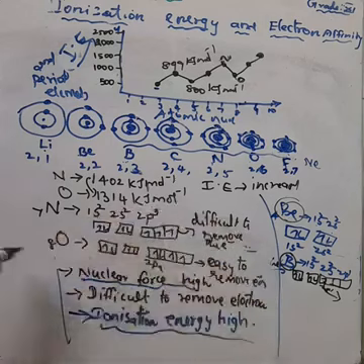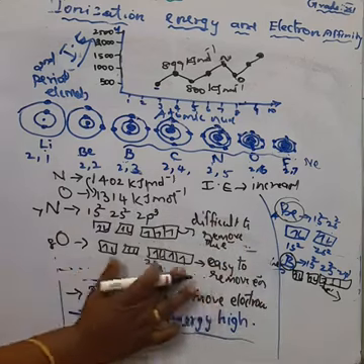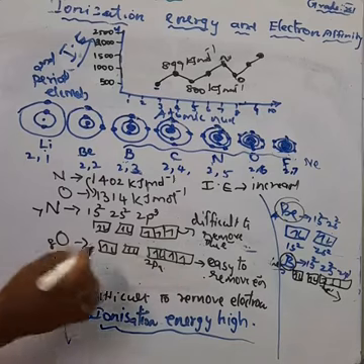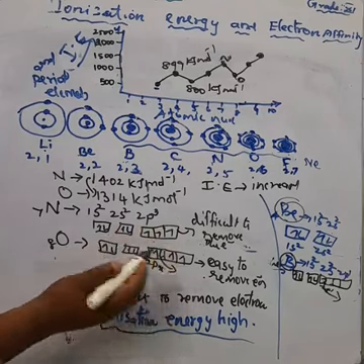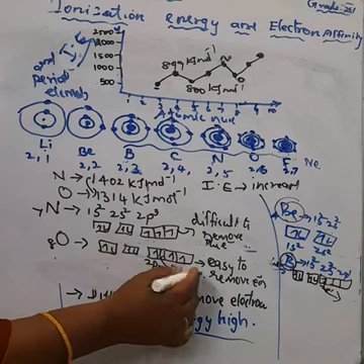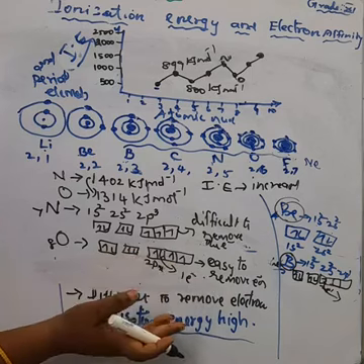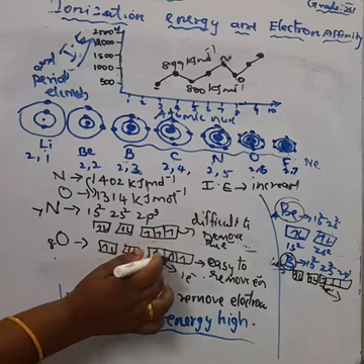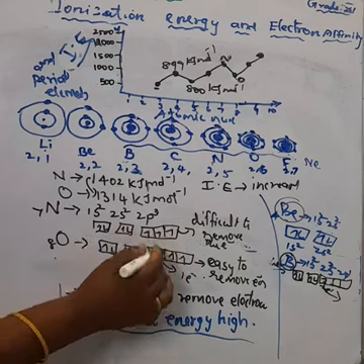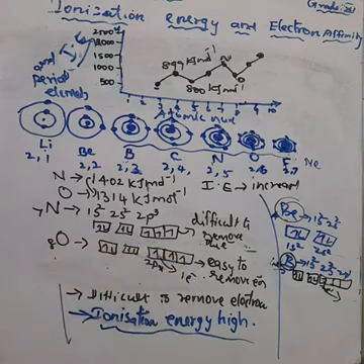Whereas the removal of a 2p electron from oxygen leads to a stable half-filled configuration. When we remove 1 electron from the 2p orbital, the oxygen atom becomes stable. This makes it comparatively easier to remove 2p electrons from oxygen. These are the variations of ionization energy along periods. Understood?